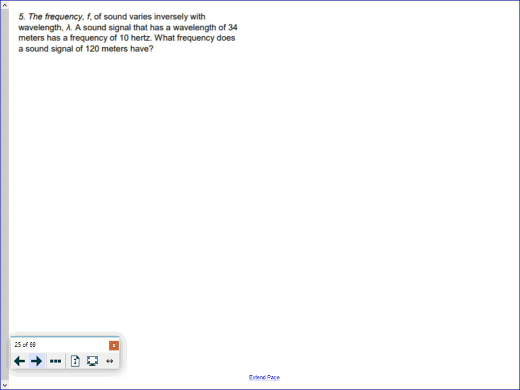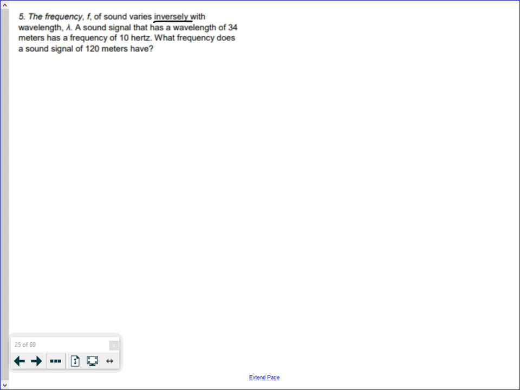Let's keep on going. Number 5, we're told the frequency f of a sound varies inversely. That's an important word. With a wavelength of, I keep forgetting what it's called. It's an upside down y. A sound signal that has a wavelength of 34 meters has a frequency of 10 hertz. What frequency does a sound signal of 120 meters have?